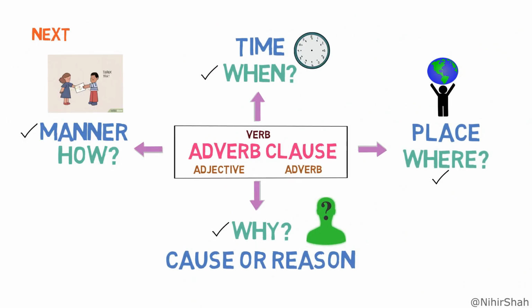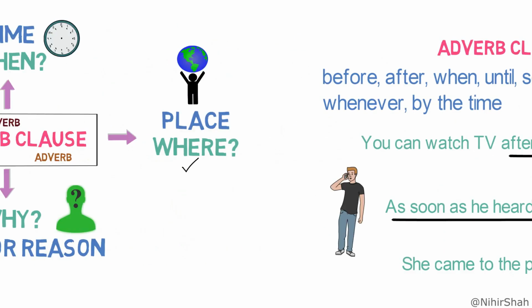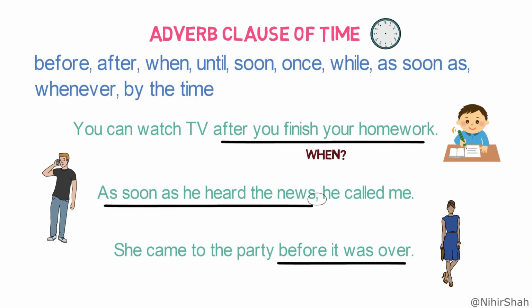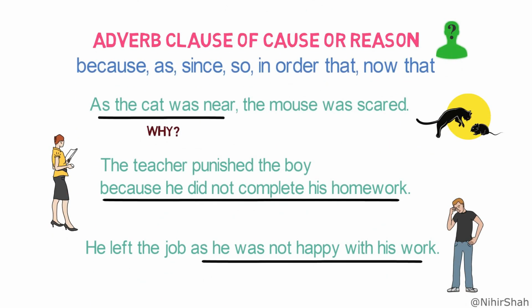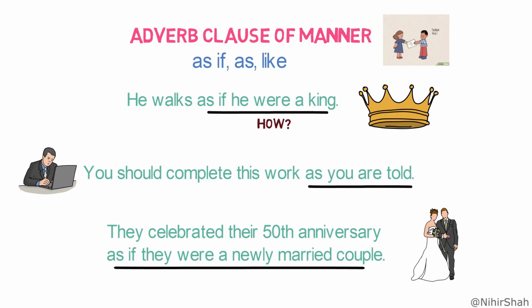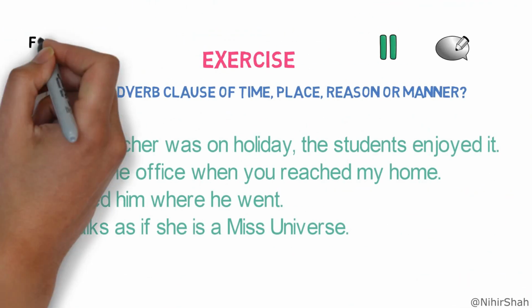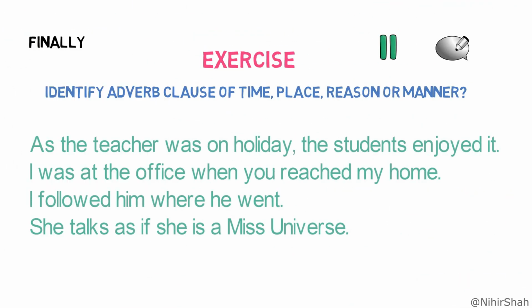Next, we looked into 4 types of adverb clauses based on the way they describe an action or event in the sentence. Number 1, adverb clause of time. Number 2, adverb clause of place. Number 3, adverb clause of cause or reason. And number 4, adverb clause of manner. Finally, I gave you an exercise whose answers you will be giving me in the comments.